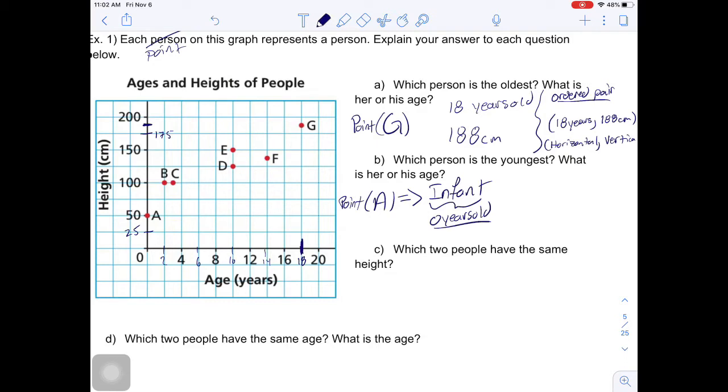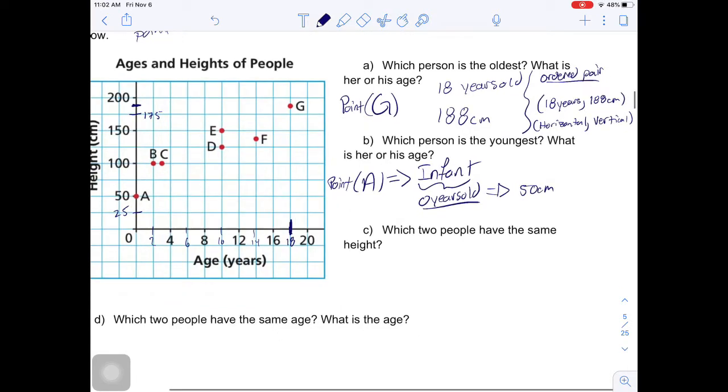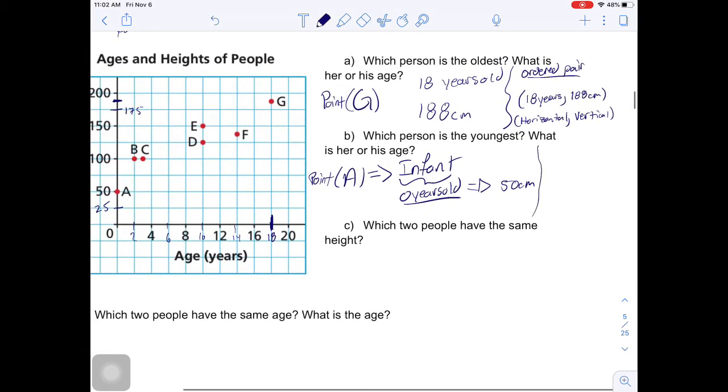And this person is 50 centimeters tall. Okay, and remember, we can represent that as an ordered pair. So if we wanted to show that as an ordered pair, again, it's the thing that lies on your horizontal axis listed first, so 0, and then what's listed on your vertical axis, so 50.